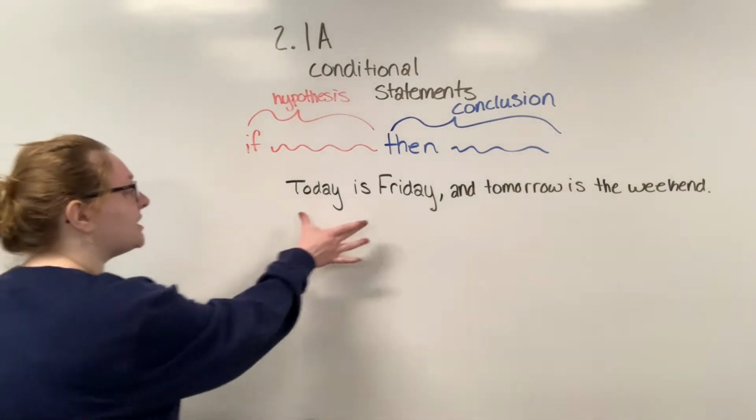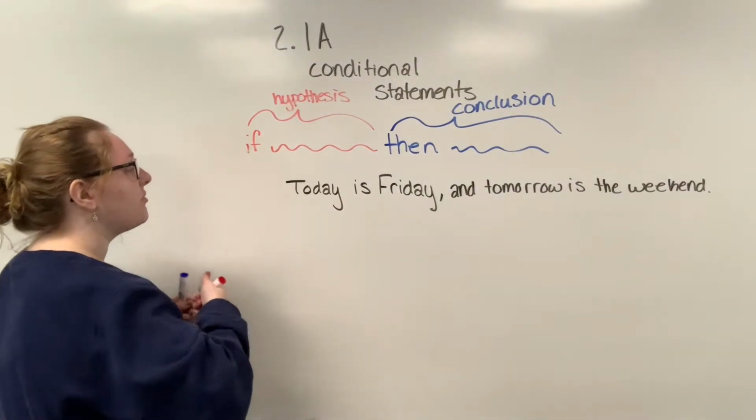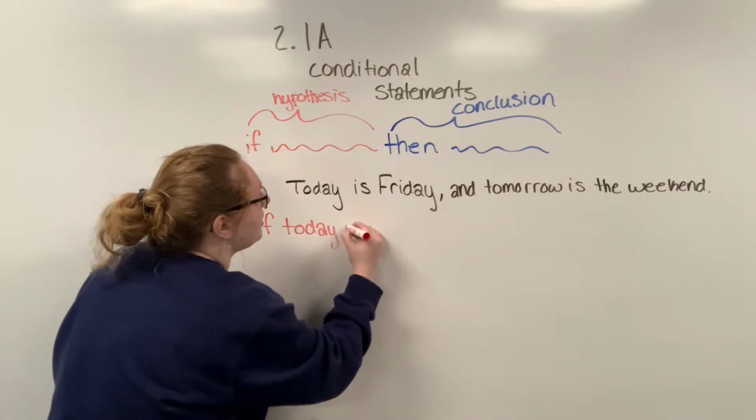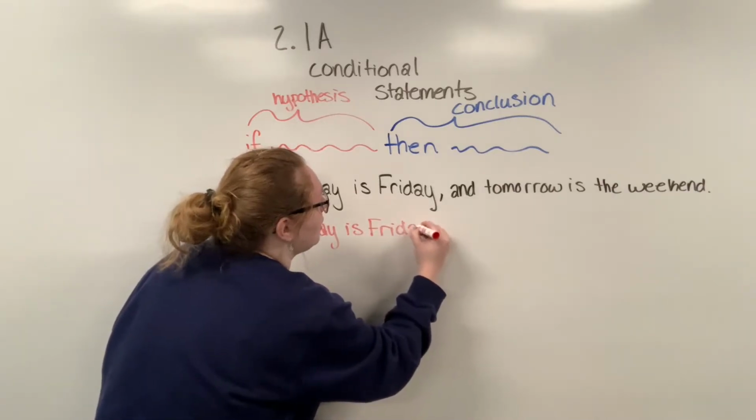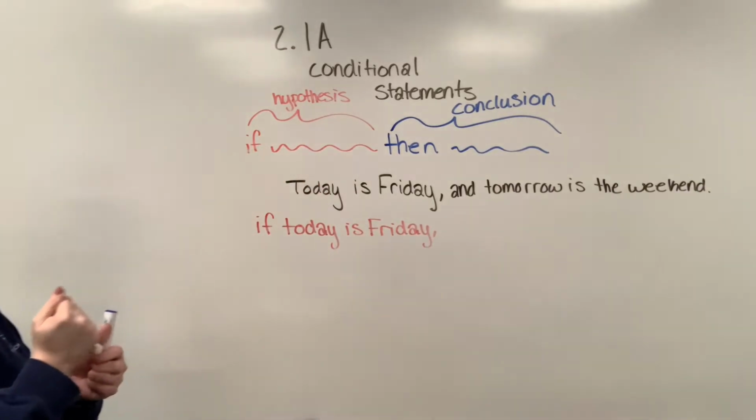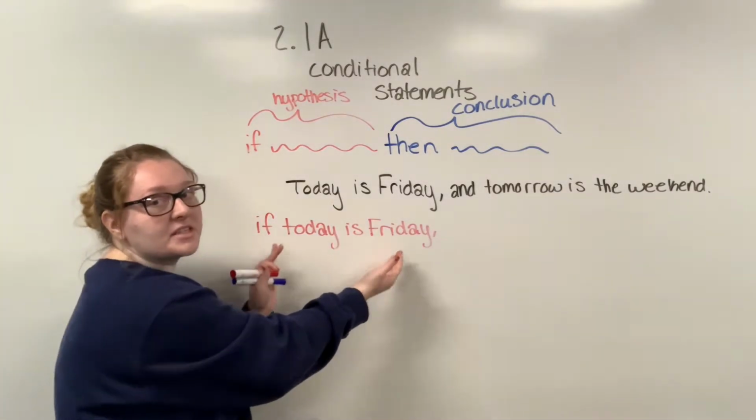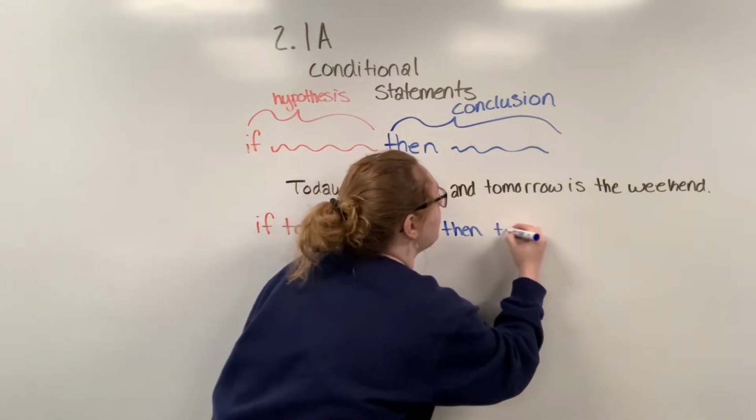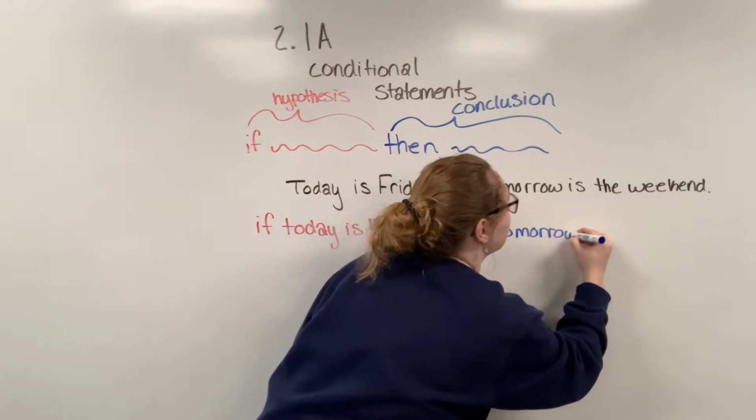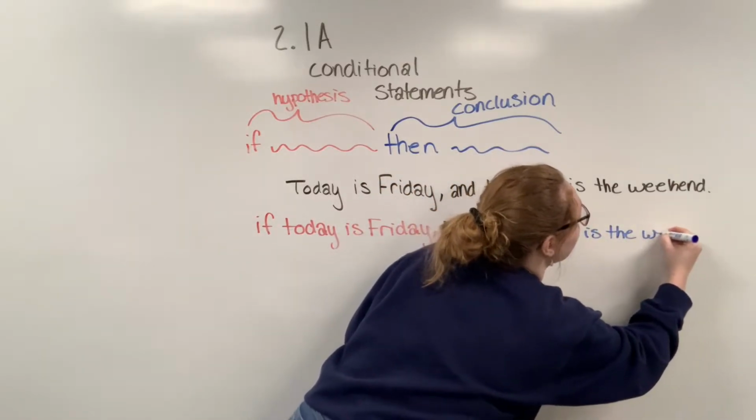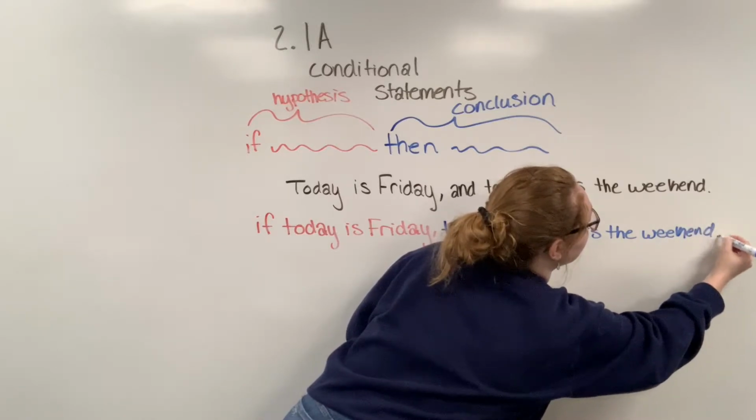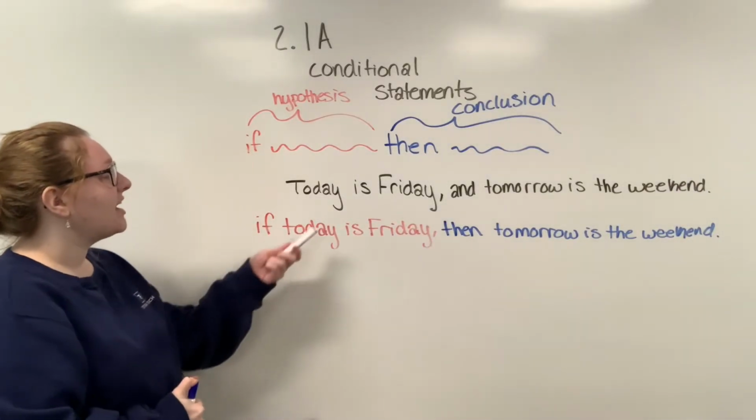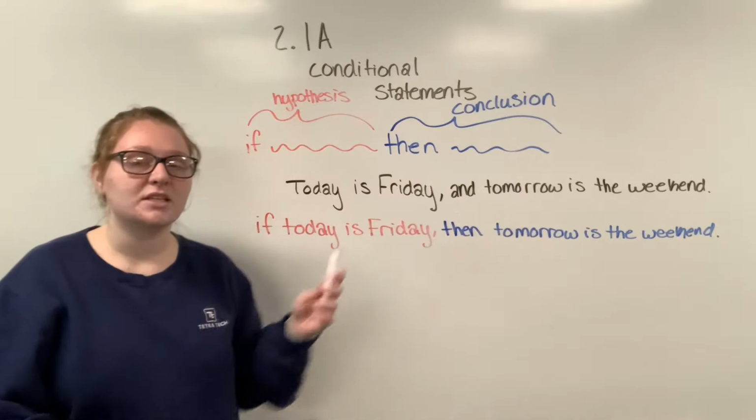Okay, so if today is Friday is our hypothesis, then we can write if today is Friday, don't forget our comma. If this is our hypothesis, then the other piece must be our conclusion. So we could say, then tomorrow is the weekend. Okay? So if today is Friday, then tomorrow is the weekend. We could write it like that if this first piece was our hypothesis and our second piece was the conclusion.